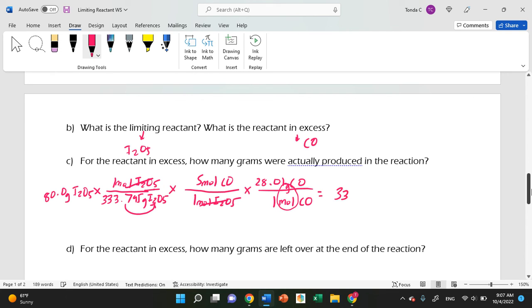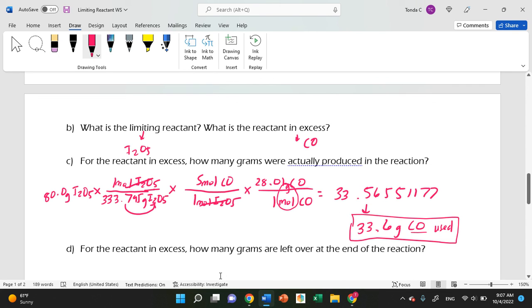You guys can solve this and get 33.56551177. Correct number of sig figs: since I started with 3, it should end with 3 as well. Don't forget to label. So here I'm working with CO. If you don't put the correct label, are you working with I2O5? Are you working with iodine? Make sure you let me know. And this is how much carbon monoxide was used.